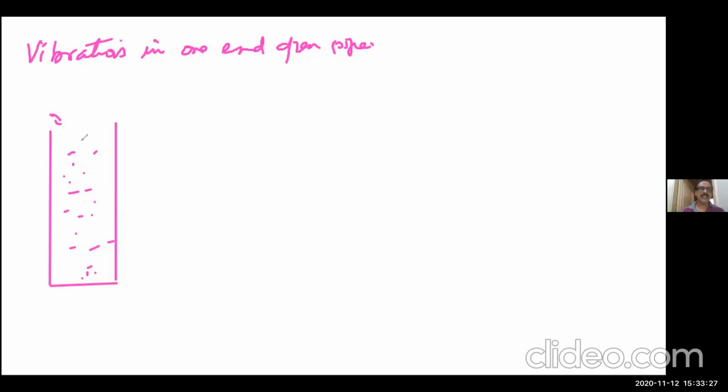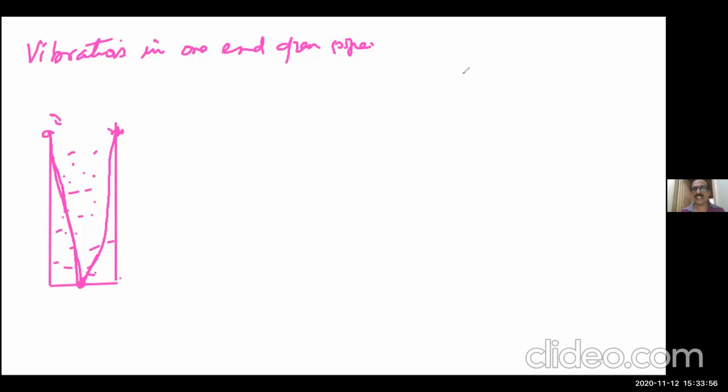Graphically, I can show this. When you just blow into it, air will get compressed. At the lowest point, they get maximum compression like this, and they get reflected back. So here we can say density maximum, here density less. Like this, stationary waves are forming in pipes. This is a longitudinal wave, not a transverse wave. This shows density variation only.